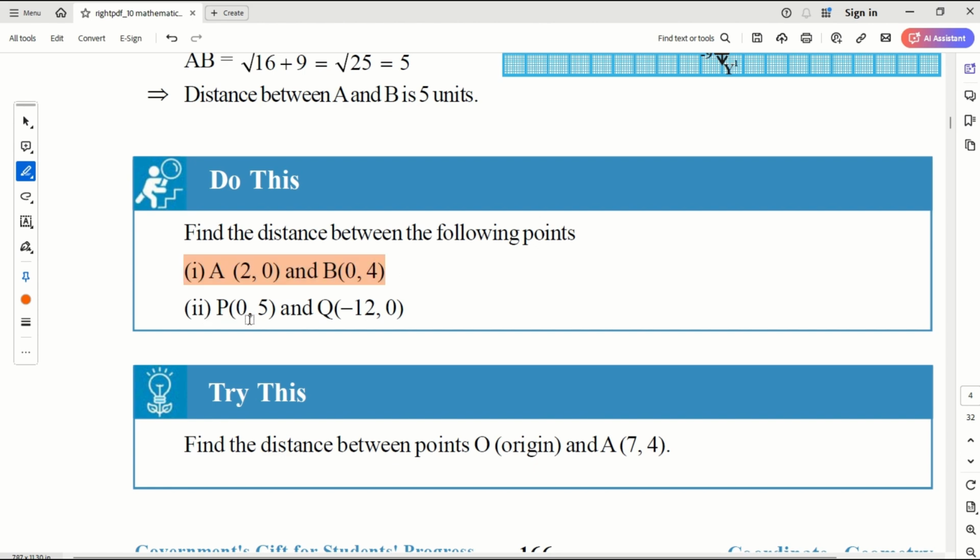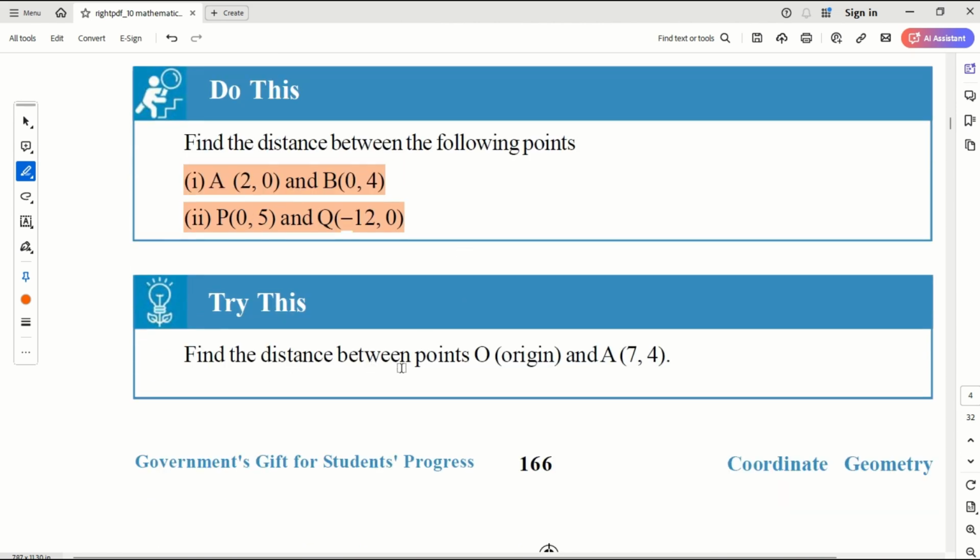Okay. And here, if O is the origin, then OP is 5, OQ is 12. So PQ is the square root of 5 squared plus 12 squared. That is 25 plus 144, that is 169. The square root of 169 is 13. So 13 is the distance between these 2 points.